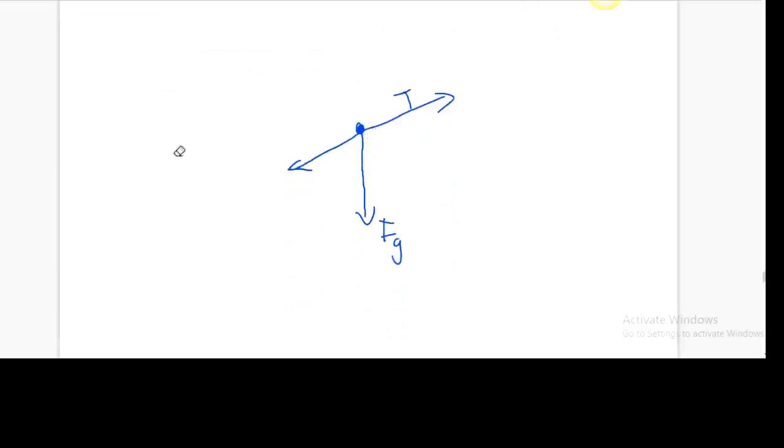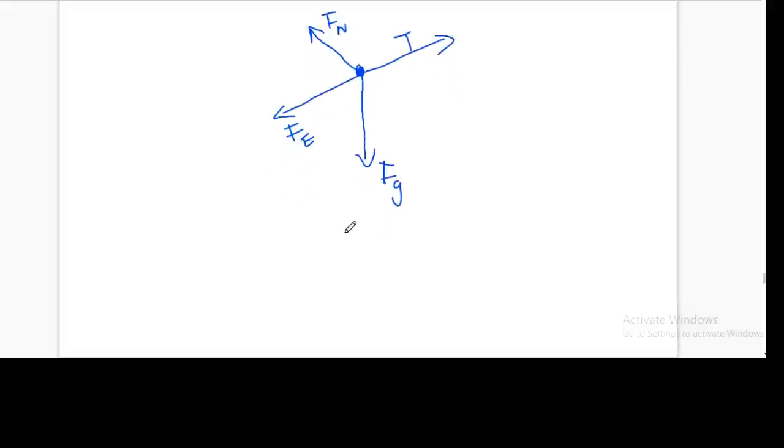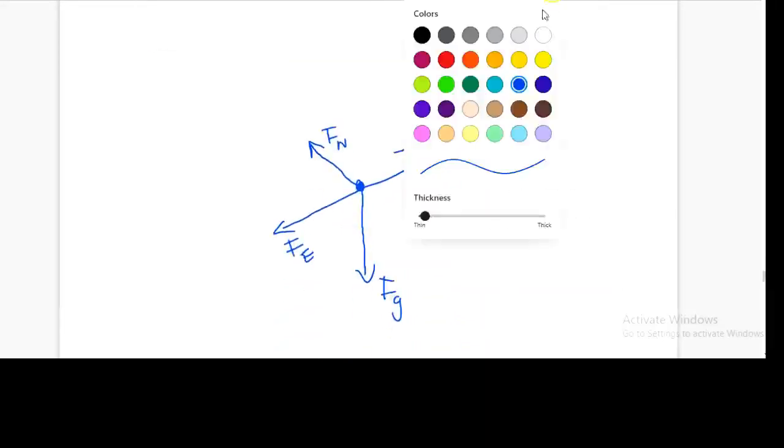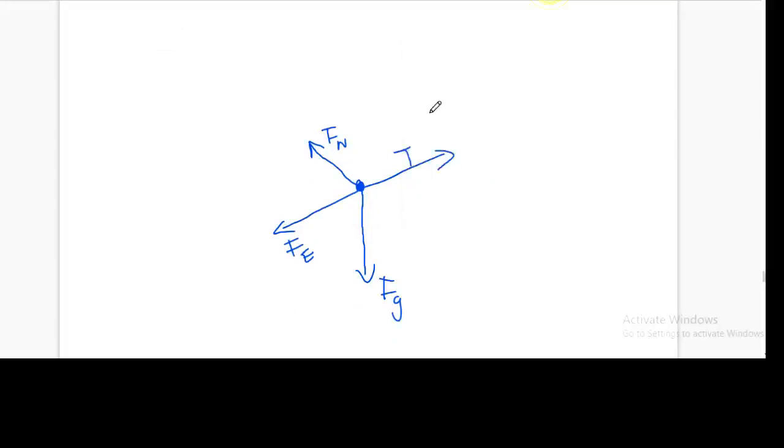Let me write this very nicely. So this is Fe for electrostatic force. Again, what we have is the normal force, Fn, or just N. So it's 4 marks here. 1, 2, 3, 4.